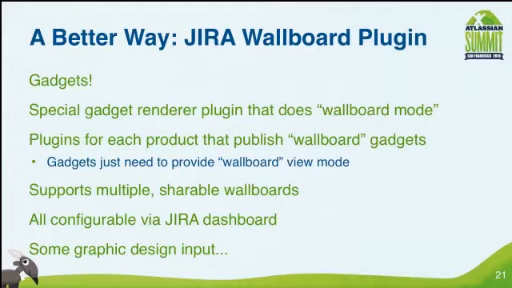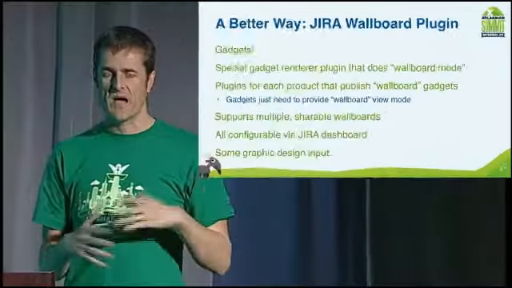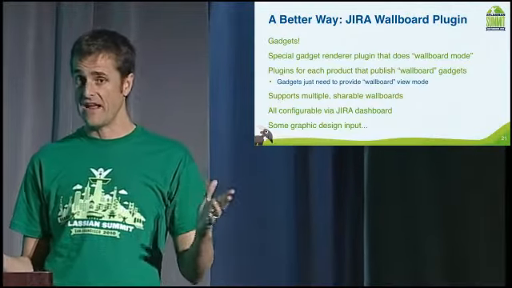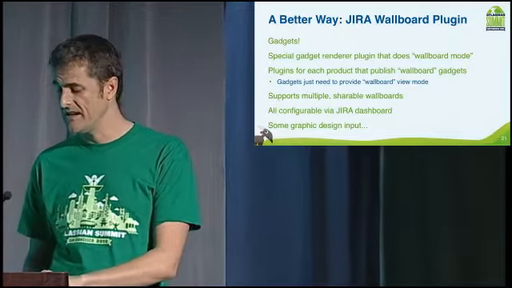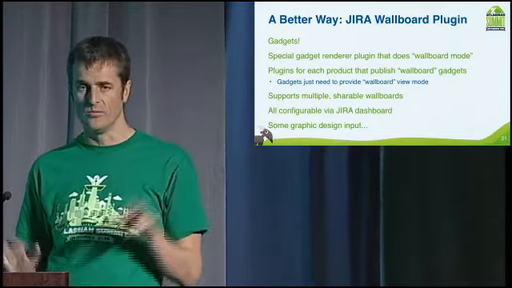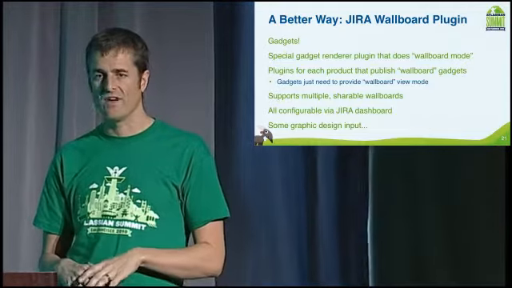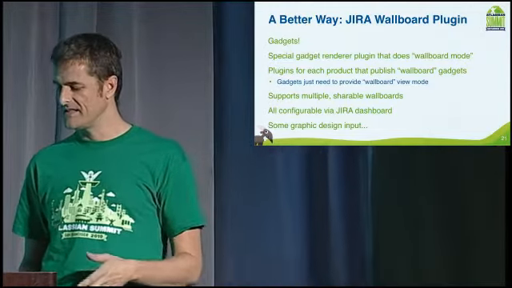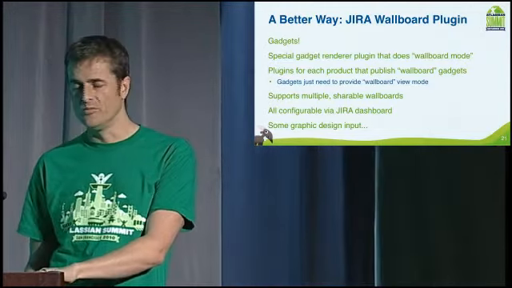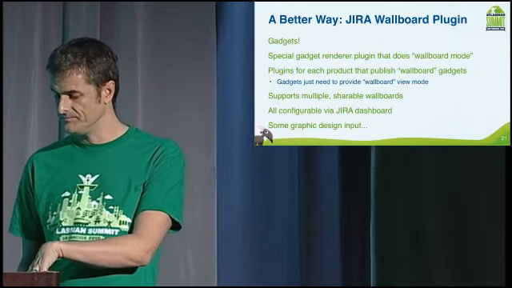We have a special gadget renderer plugin now that does this chromeless rendering of a dashboard. Big, black. You would have seen it out in the common area. Gadgets themselves can be published from any of our products, or any other product, any source, and they just need to provide a wallboard view mode. Gadgets can have different view modes. If they provide this wallboard view mode, then this special wallboard renderer can render them.